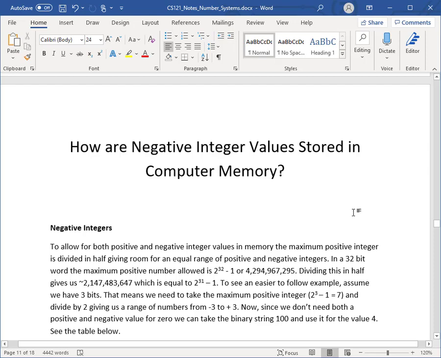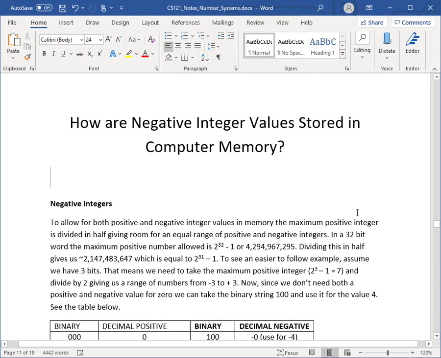We're going to look at how negative integer values are stored in computer memory. This is a follow-on to the video where we went over how to store a positive integer value, and we looked at number-based systems, as far as binary, decimal, and hexadecimal are concerned. That covered positive integer values, but there are a lot of other number types we'd want to store in memory. Let's start by looking at how negative integer values are stored.